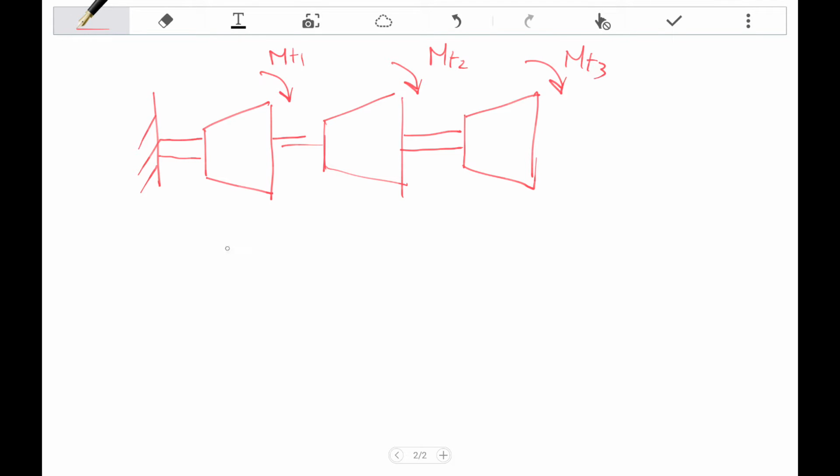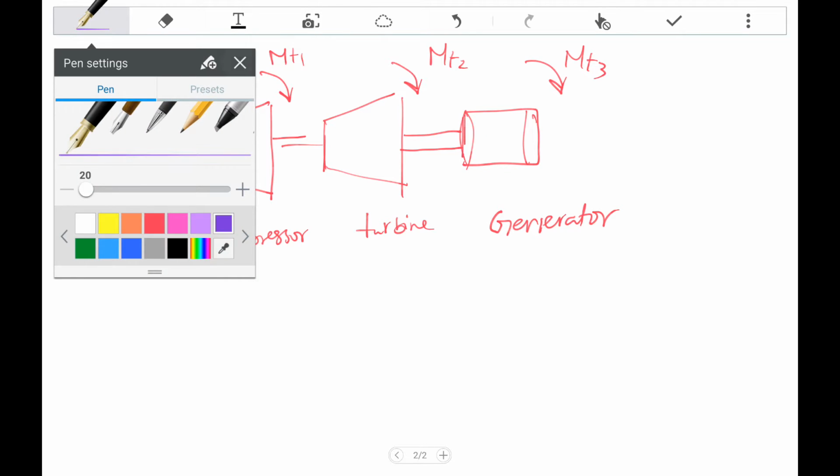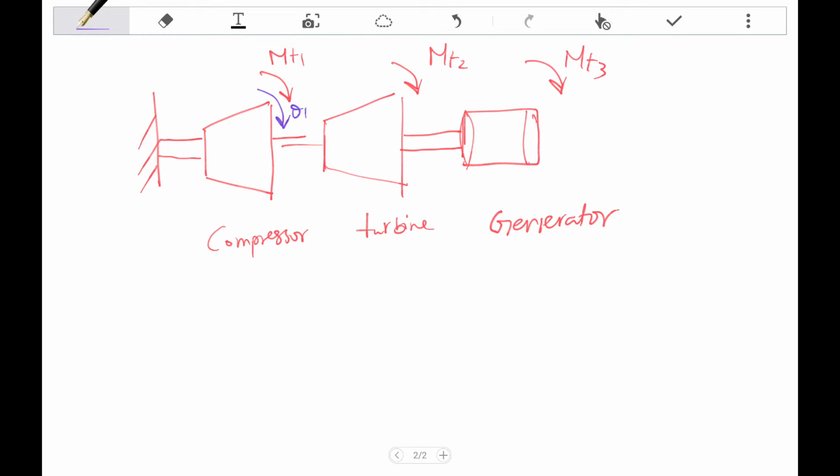So we've got a compressor here, and we've got a turbine, and we've got a generator basically. Oops, I drew the wrong symbol for the generator, but whatever. And their direction of rotation is basically this way here. So theta 1, theta 2, theta 3. And then we've got KT1, KT2, KT3.